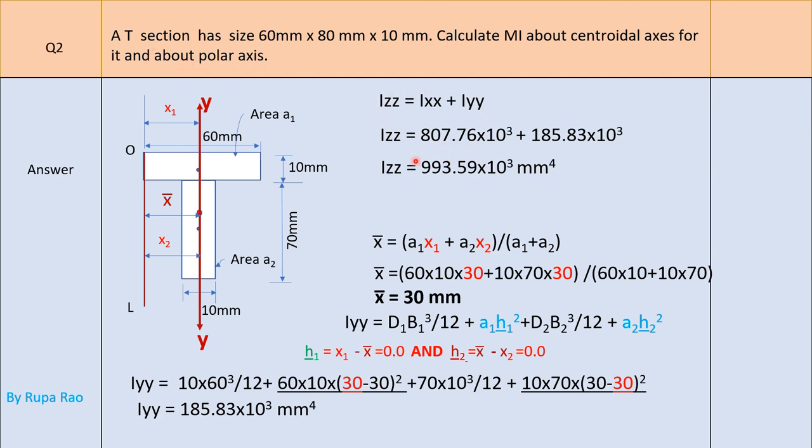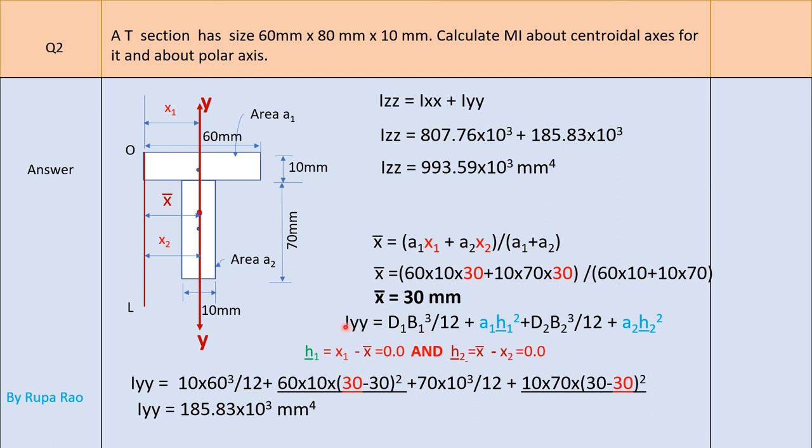And using the perpendicular axis theorem, you can calculate IZZ here. So this is how we calculate the moment of inertia for an L section or a T section. Here what is important is, first you have to calculate the X bar and then decide the axis YY, and if you are calculating IYY, then H1 is the difference between X bar and X1, H2 is the difference between X bar and X2, and if there is one more rectangle, if it is an I section or a channel section, then H3 will be the difference between X bar and X3.